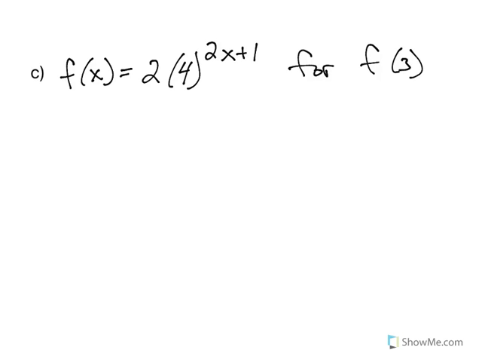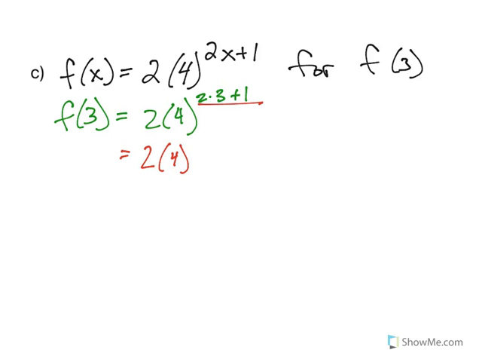f(x) = 2 times the quantity 4 raised to the 2x plus 1 power, for f(3). Okay, so we know what to do by now. My input is 3, so I'm going to rewrite 2 times the quantity 4 and then raise it to the 2 times 3 plus 1 power. Order of operations says let's play in that exponent first. So I have 2 times 3 plus 1. 2 times 3 is 6, and 6 plus 1 is 7. So I have 2 times 4 to the 7th power.